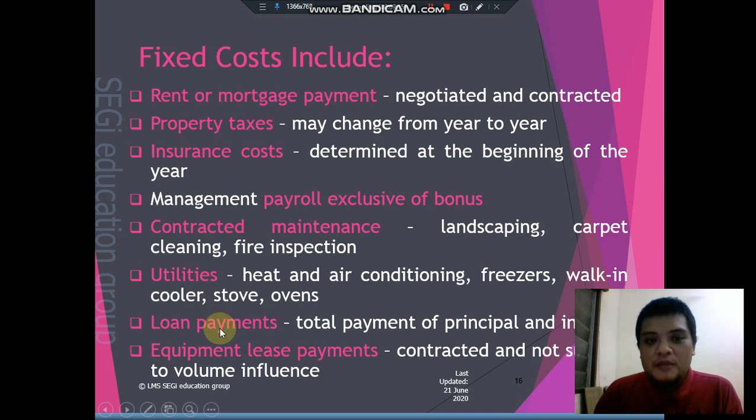Next is loan payment. If you are applying loan from banks or other financial institution, you still have to pay the loan payment to the banks. And last one is equipment lease payment. This is what I said just now. Sometimes you will lease or rent equipment like coffee machine or other types of machine, and you will need to pay monthly to the supplier.